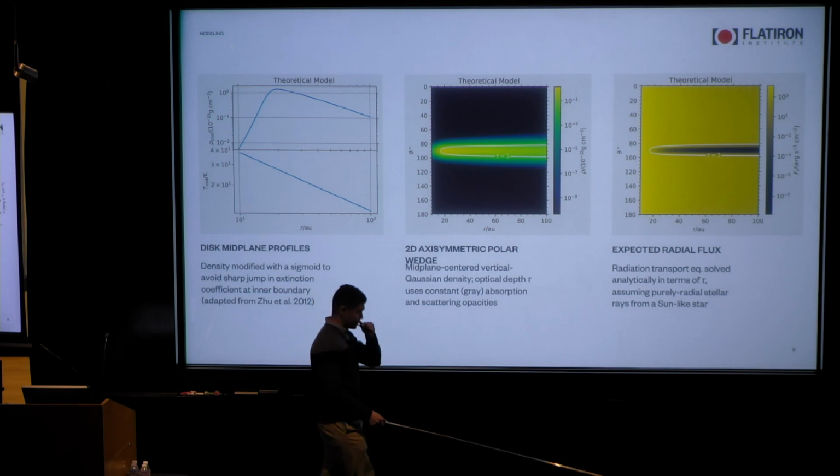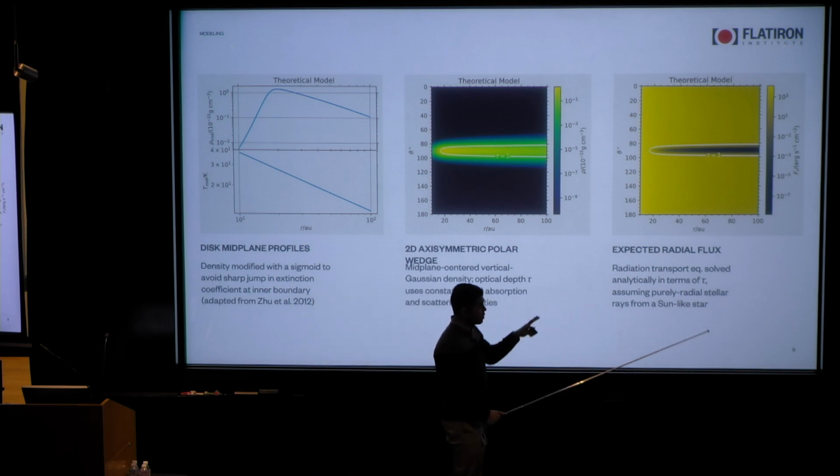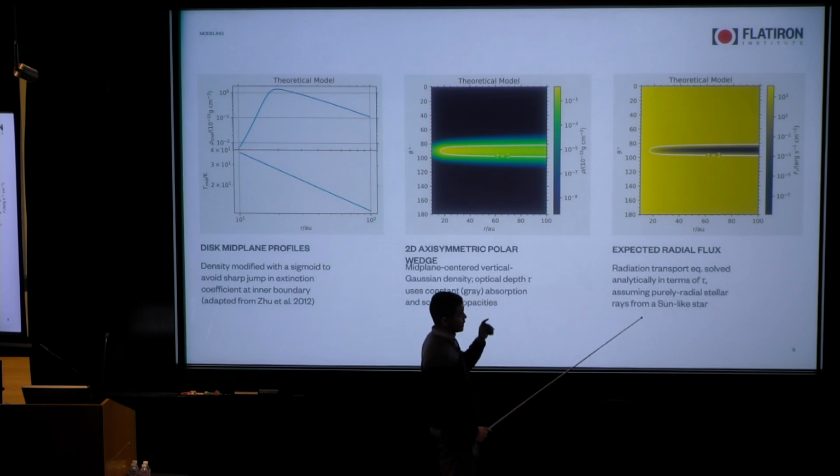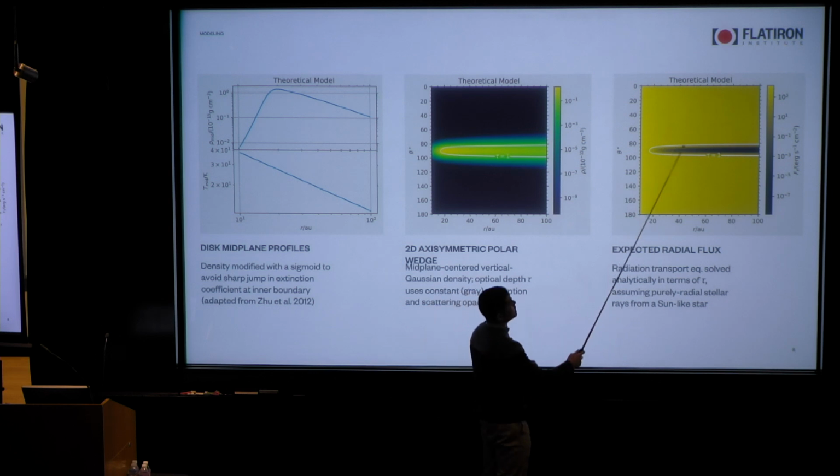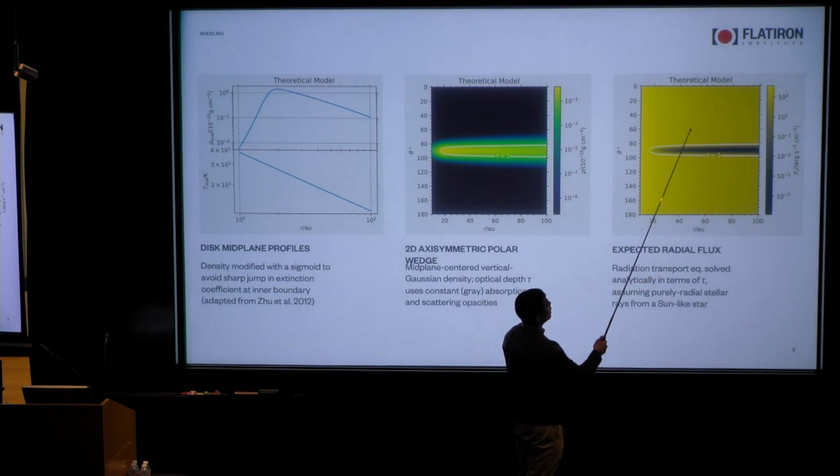Now, with this model, we can actually solve the radiation transport equation analytically in terms of optical depth if we assume purely radial stellar rays from a sun-like star to find what we expect the radial flux to be. And so you can see in this color map of yellow and blue of the radial flux that in the atmosphere, which is optically thin, the flux follows an inverse square law dependence.